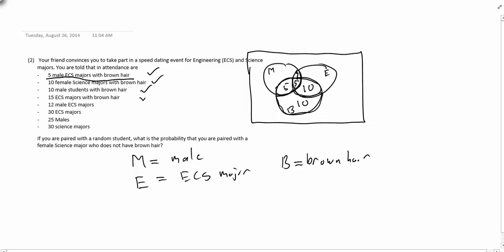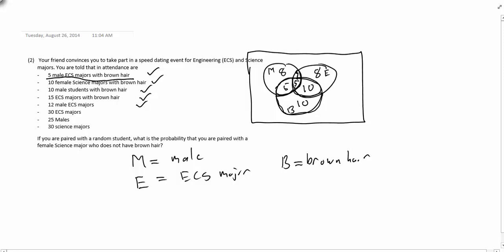So that was, let's see, where are we at? We took care of 12 male ECS majors. Now we have 30 ECS majors. That means this whole circle here should give us 30. And we've taken care of 22. That leaves us with 8. And we have 25 males remaining. We've taken care of 17 here. That leaves us with 8.